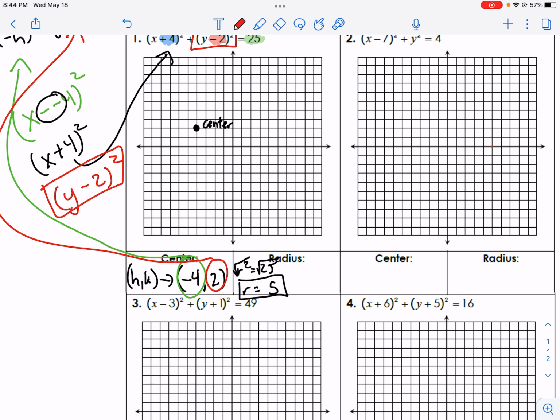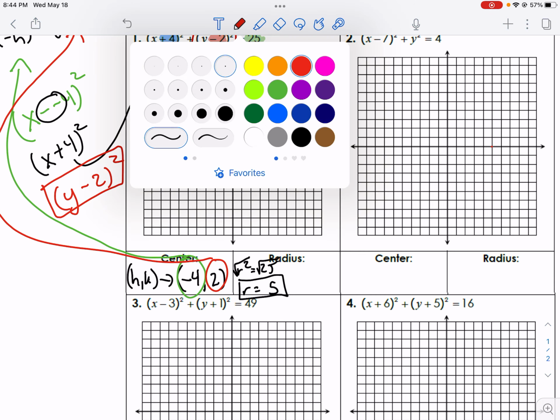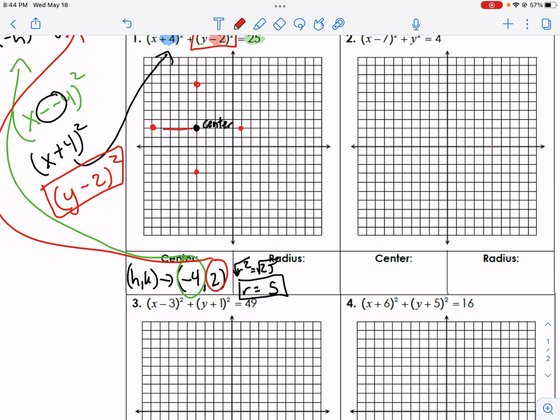So 1 2 3 4 5. 1 2 3 4 5, in each of the four directions. So that's my center, which is 5 units out, 5, 5, 5. So my circle looks like this. I'm going to draw the perfect circle. There you go. And that is how you graph a circle in standard form.